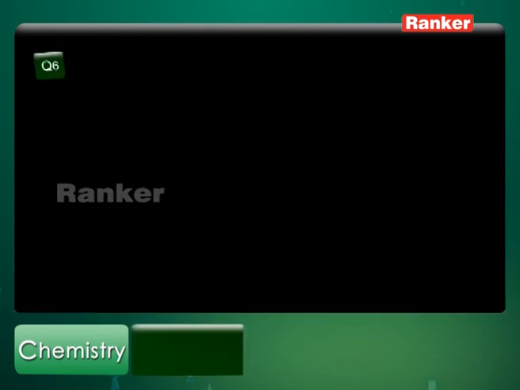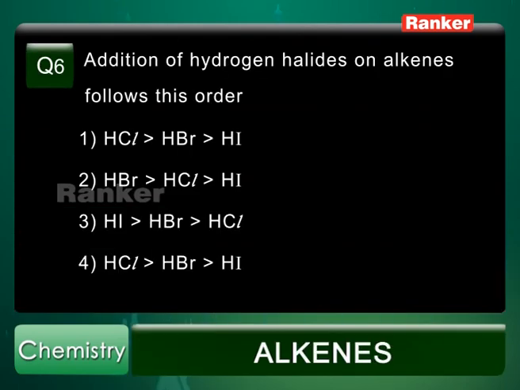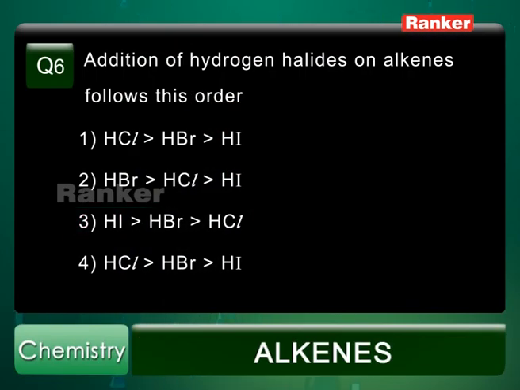Question number 6. Addition of hydrogen halides on alkenes follows this order. First option HCl greater than HBr greater than HI. Second option HBr greater than HCl greater than HI. Third option HI greater than HBr greater than HCl. Fourth option is HCl greater than HBr greater than HI, and the correct answer is the third option, HI greater than HBr greater than HCl, and the reason is strength of acid. As the acidic strength increases, the reactivity towards alkene increases, because the first step is gain of H plus. So, the acid which can produce H plus most readily will be most reactive. HI is the strongest acid because of weakest bond strength when compared to HBr and HCl. Answer is the third option.